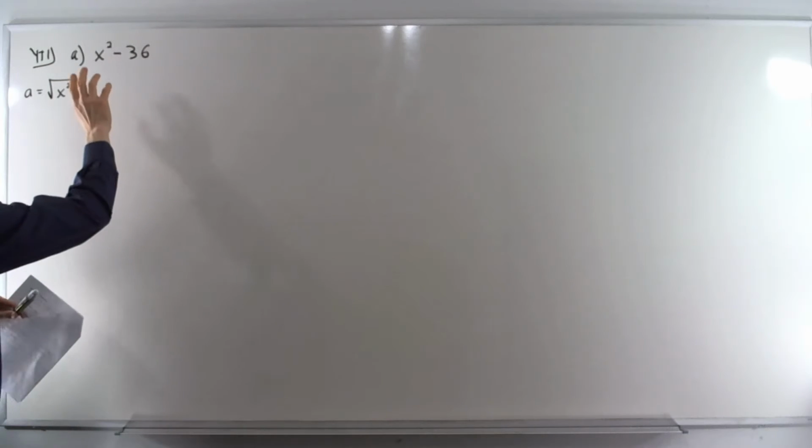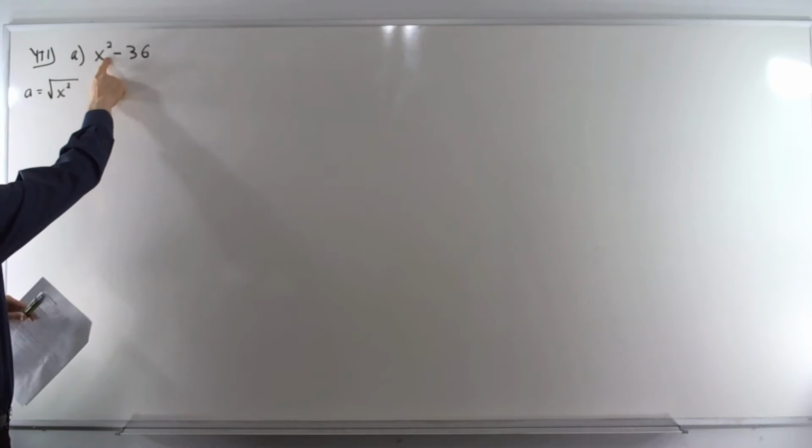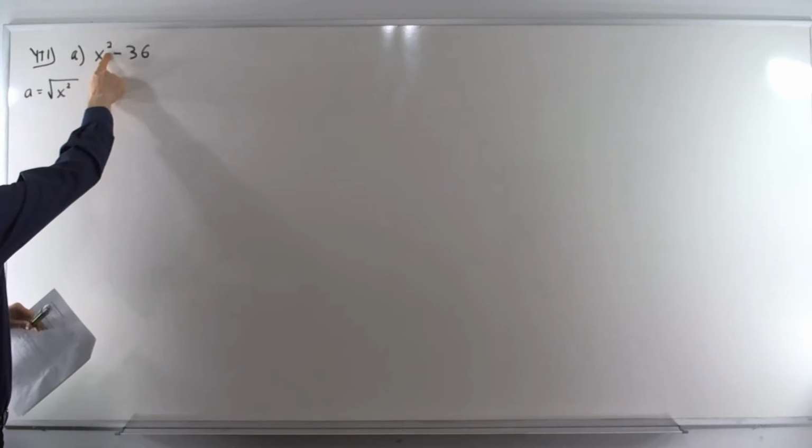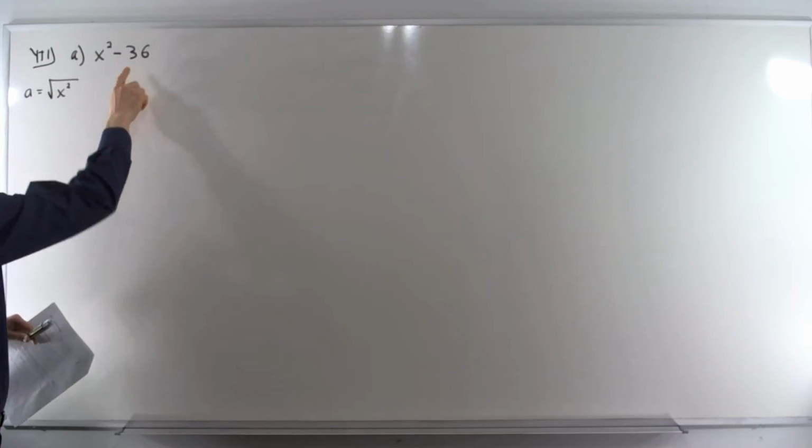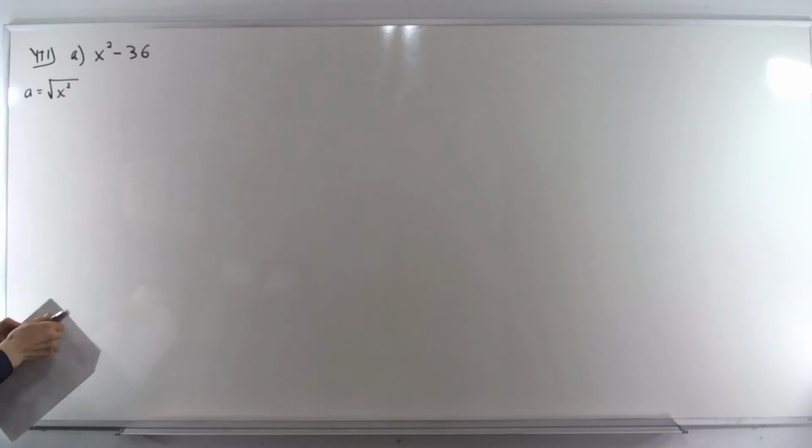So we're going to confirm that these are perfect squares. We have an even exponent on the x, so that's a perfect square. 36 is in our list, so that's a perfect square.